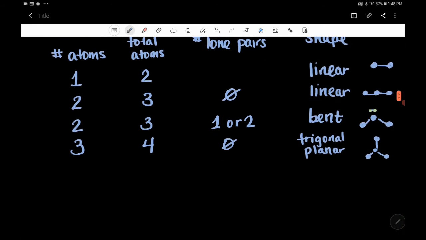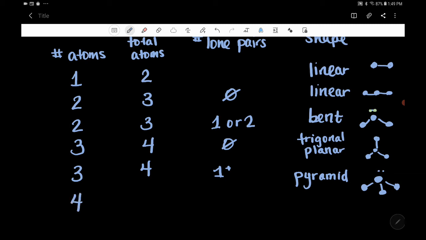Okay. If we have three atoms attached to the central atom, or four total atoms, and we have one or more lone pairs, that is going to be pyramidal or trigonal pyramidal. Like a pyramid is a 3D shape. And so what that's going to look like is here's our central atom, here's a lone pair. That's going to cause all these other attached atoms to scoot away from those electrons and bend down. So a pyramid is a 3D shape.